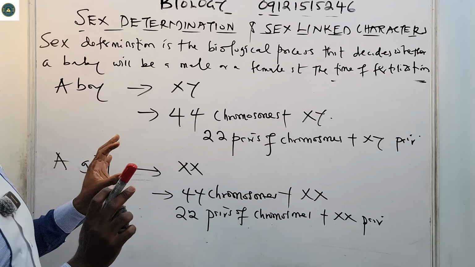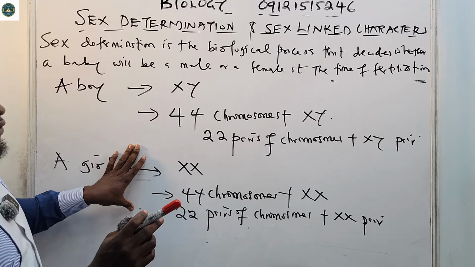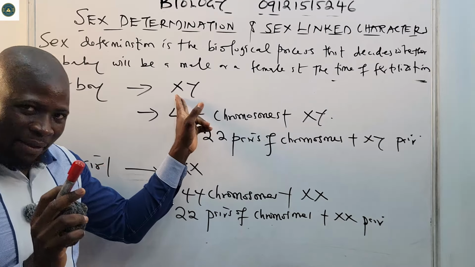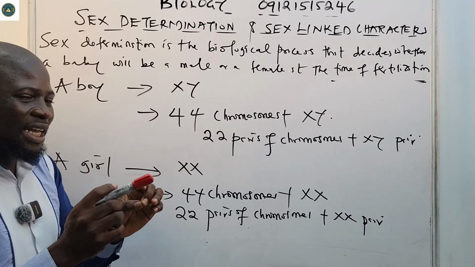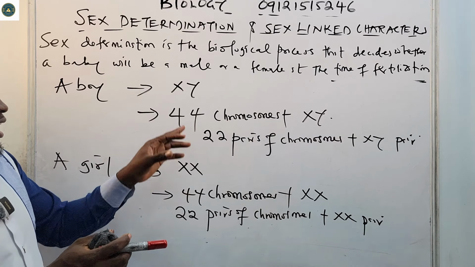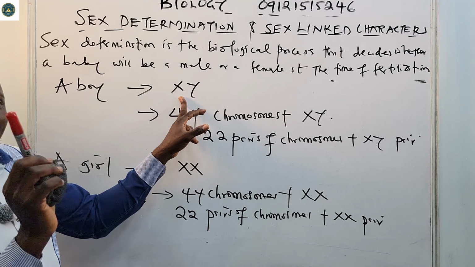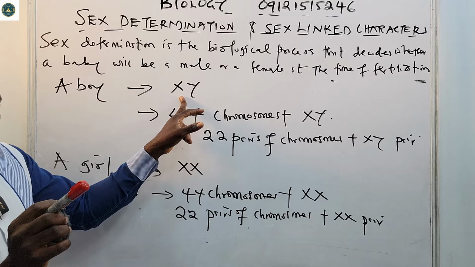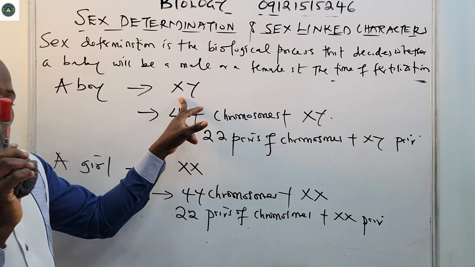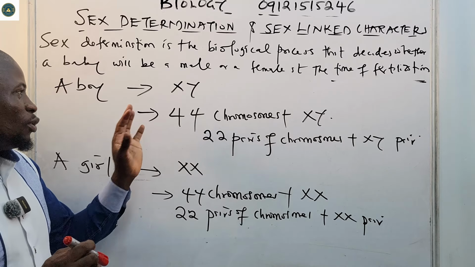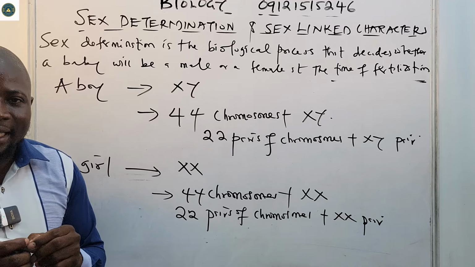So that is the chromosomes in the male and in the female. In the male, it will be the letter X and the letter Y. That's what differentiates a boy from a girl. A boy is XY, that last pair of chromosomes called the allosomes or the sex chromosomes. The boy will have XY, the girl will have XX. So that's what differentiates a boy from a girl.